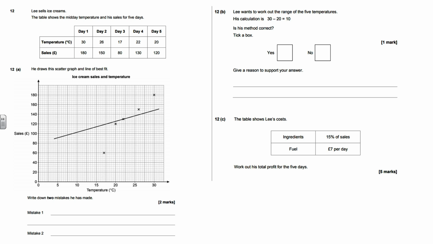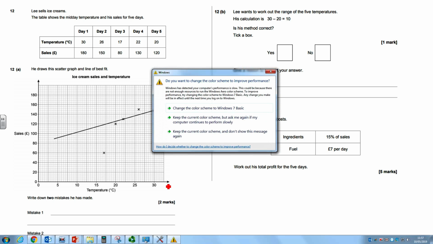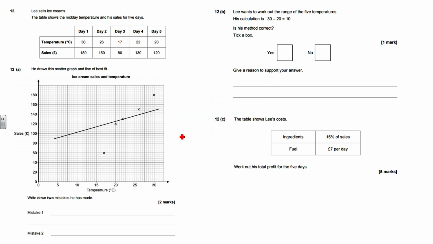So the first mistake that kind of shouts at me is that line of best fit. A line of best fit should be just that. It should be kind of best fitting the data. It should be trying to follow the information that's there, and it's obviously an issue because it's not doing that in any way. So I'd write that maybe the line of best fit doesn't follow the data.